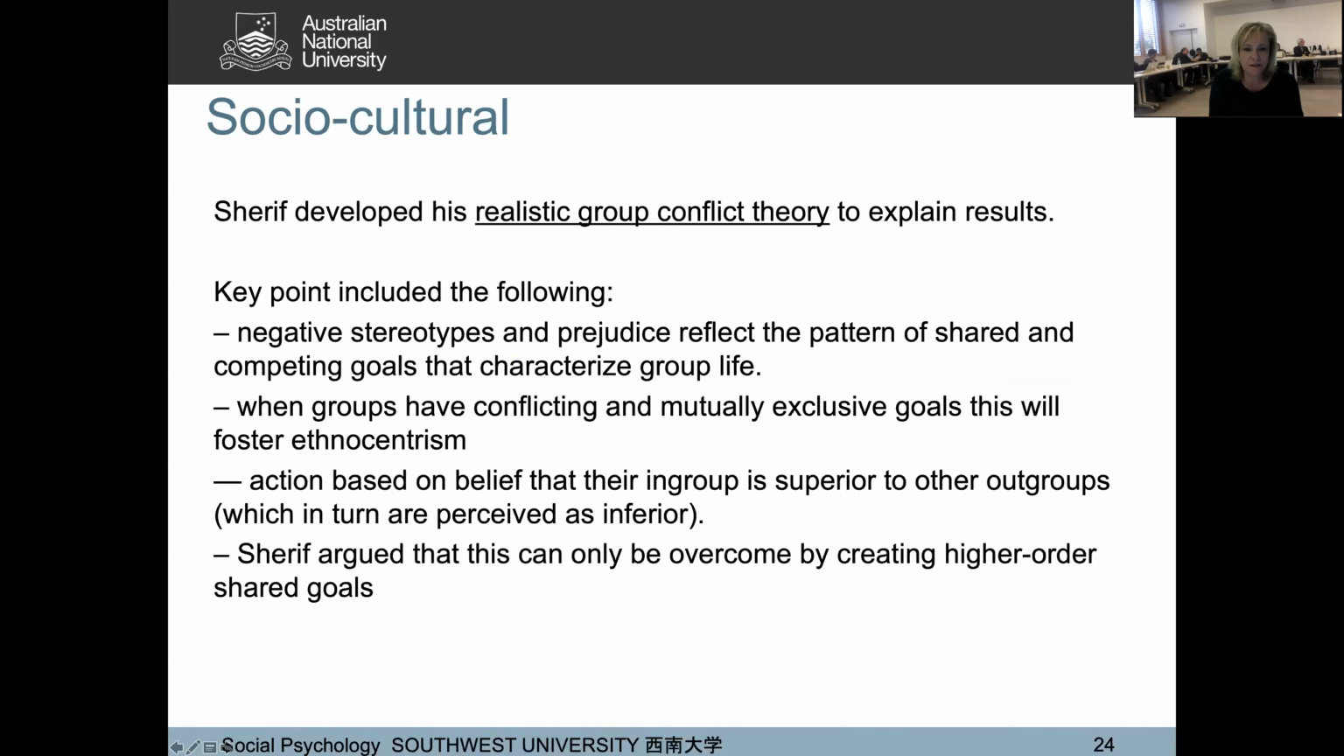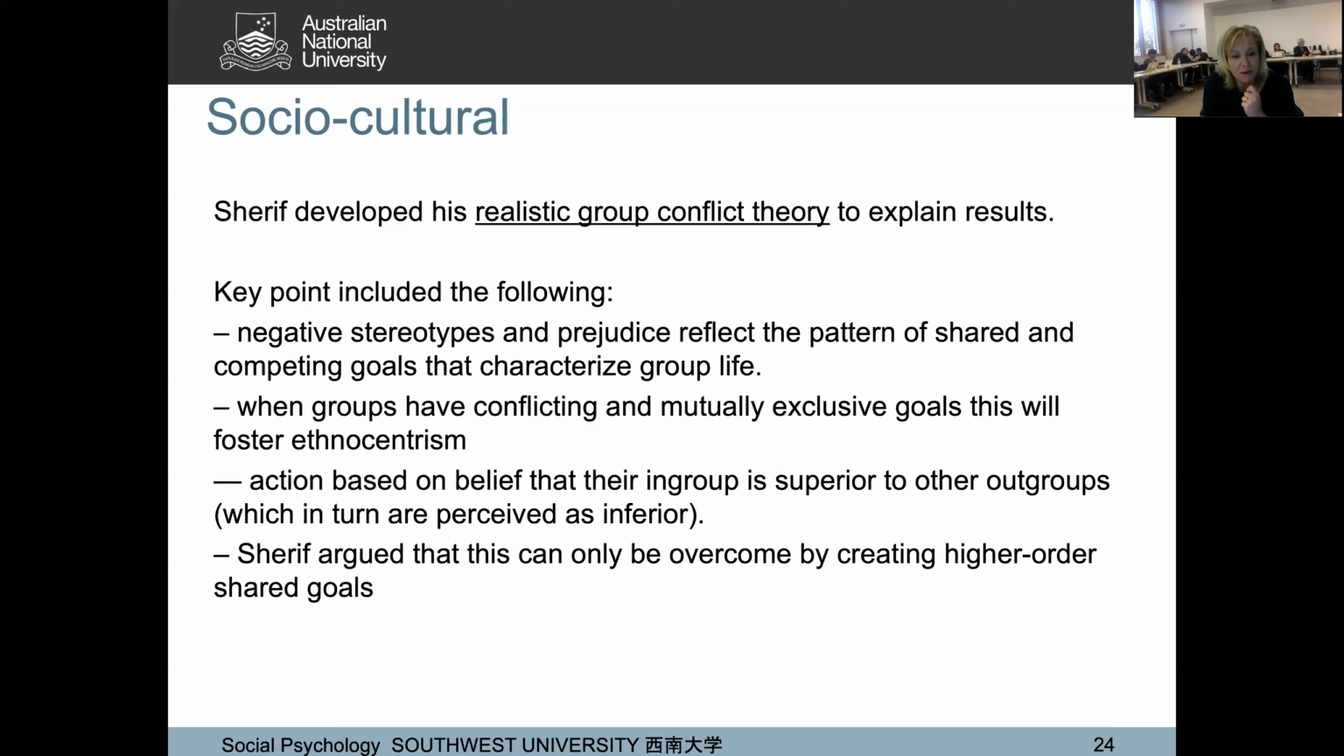So from these boys' camp studies, and there was more than one, and the results have been replicated amongst other groups as well, Sharif developed realistic group conflict theory. And what was important about this theory is that it was a beginning point where stereotyping and prejudice were seen to be the outcomes of group life, the outcomes of the way in which groups related to each other, and whether there was realistic conflict between them, where both groups wanted to achieve the same outcome, so they were in conflict in terms of their goals. And if there is conflict between the groups, then we can see evidence of stereotyping and prejudice.